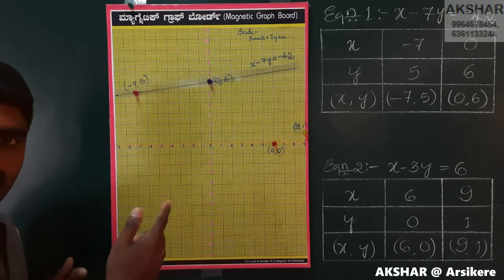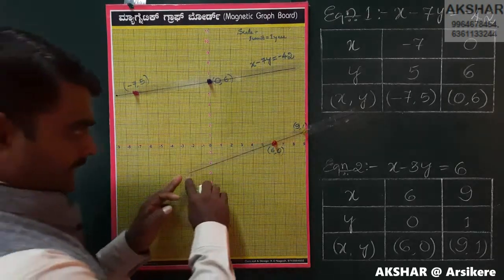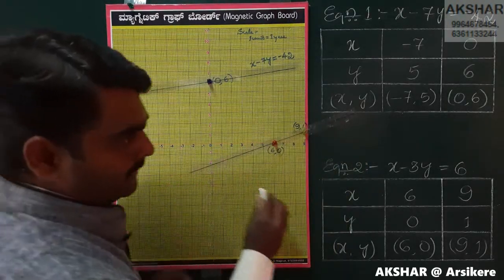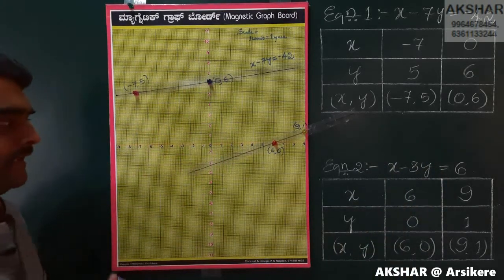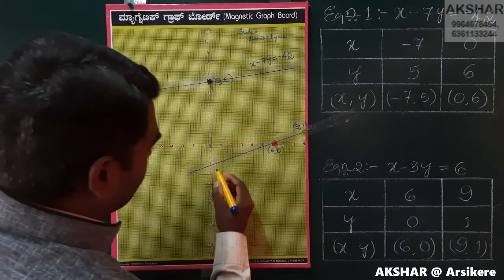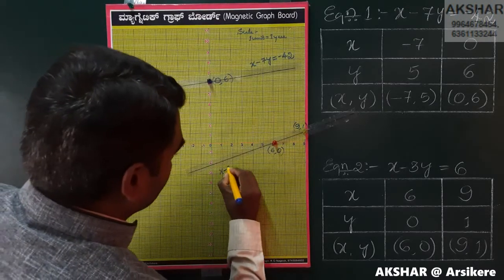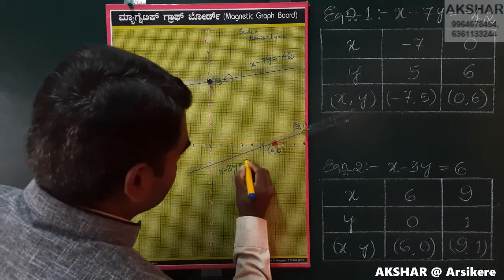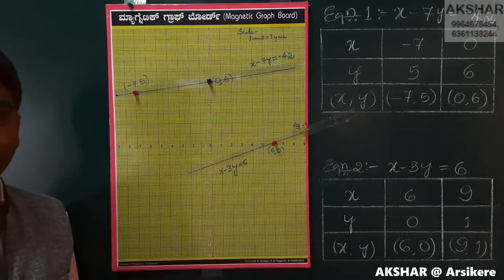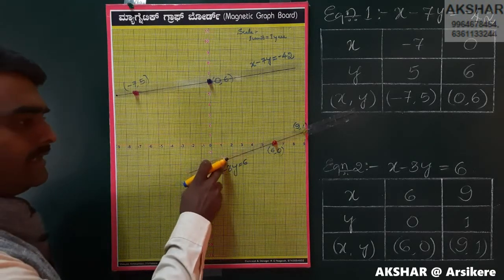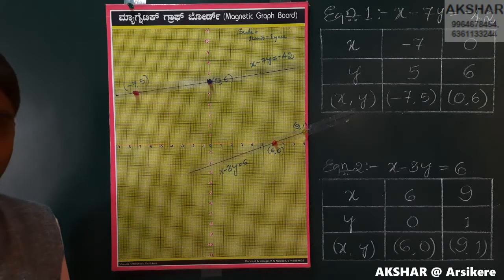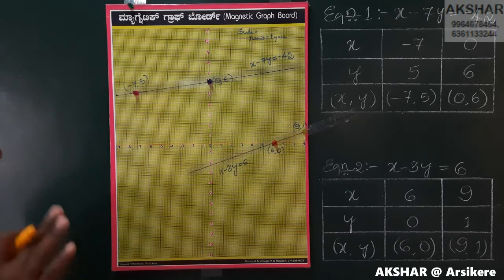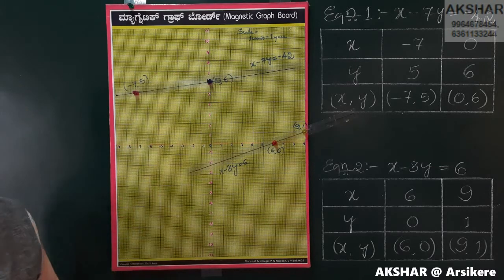Shall we join that? Yes, my dear children. This is the straight line obtained by the equation x minus 3y is equal to 6. Write the equation on the line. That is x minus 3y equal to 6. Okay, my dear children, this line is obtained by the given equation x minus 3y is equal to 6. Right. My dear children, observe the graph carefully.